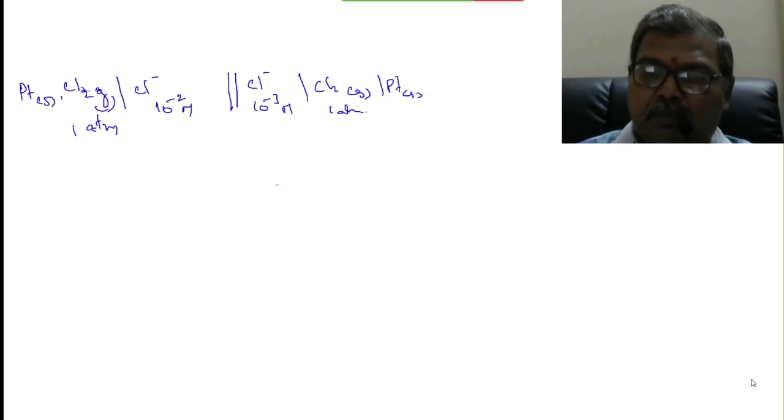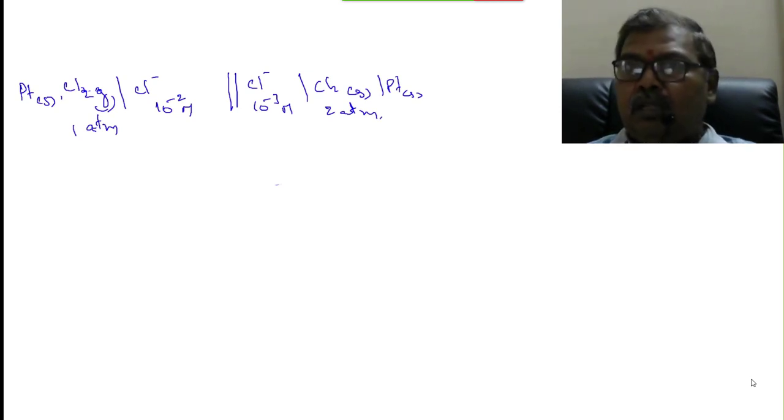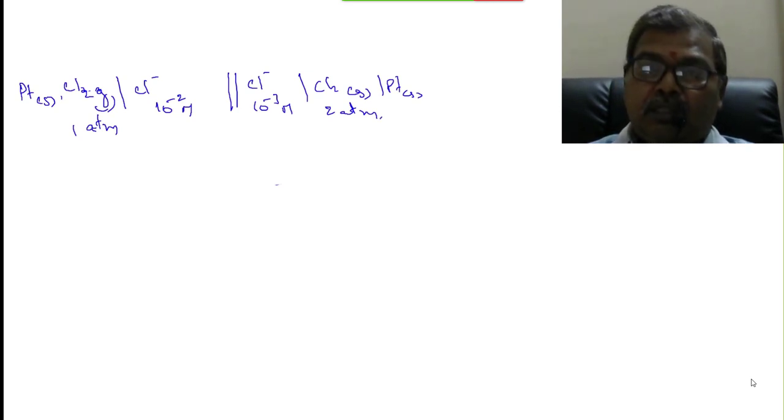Cl2 at 1 atmosphere. Cl minus concentration is 10 power minus 2. Cl minus concentration take 10 power minus 3 molar. And here you take 2 atmospheres. Right? Now, this is a concentration cell. Here, the electrode is not at unit mass, remember.